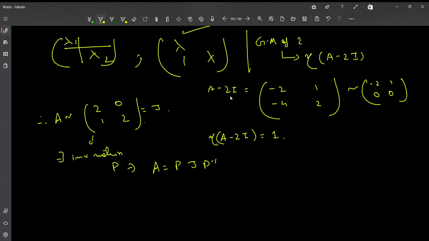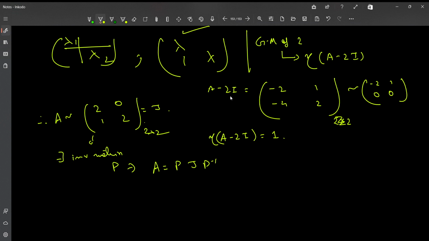How do we find a basis? We need to just find a vector V. Since the Jordan matrix is a single block, which is a 2 cross 2 block, and as a whole a Jordan block corresponding to the eigenvalue 2, the Jordan basis, or the Jordan generator, will be an eigenvector of exponent 2 corresponding to the eigenvalue 2, right?